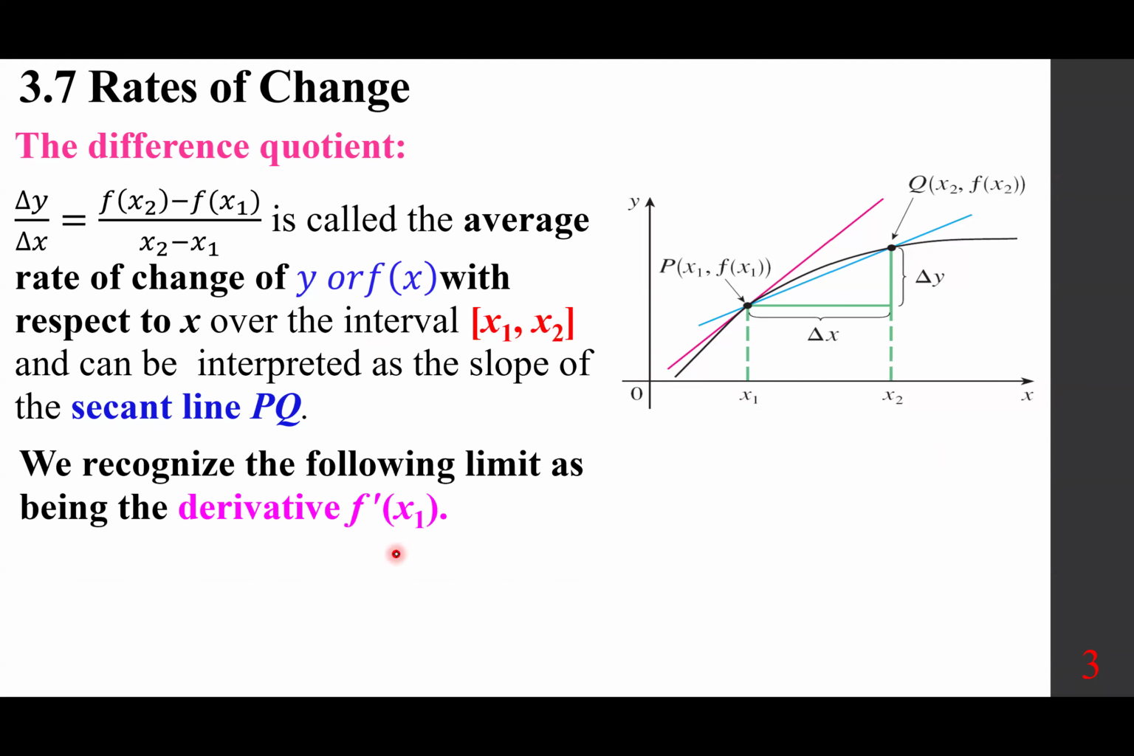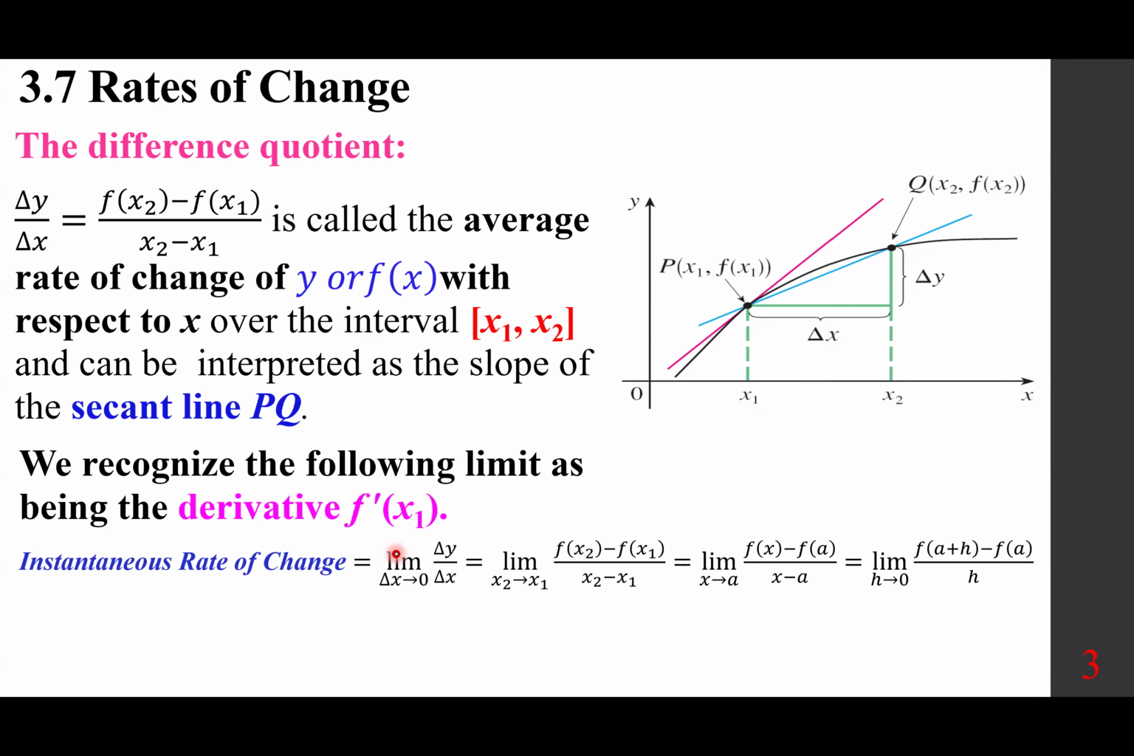We recognize the following limit as being the derivative f prime at x1. So instantaneous rate of change: limit of delta y over delta x as delta x approaches 0. Limit of f of x2 minus f of x1 over x2 minus x1 as x2 approaches x1. Limit of f of x minus f of a over x minus a as x approaches a. If this is x, and this is a, and this is x, for example. Limit of f of a plus h minus f of a over h as h approaches 0.